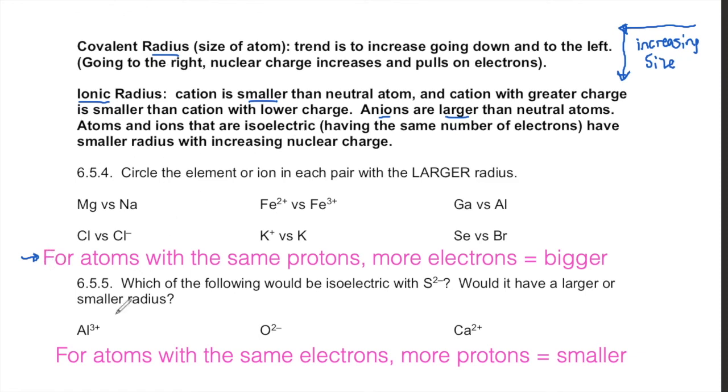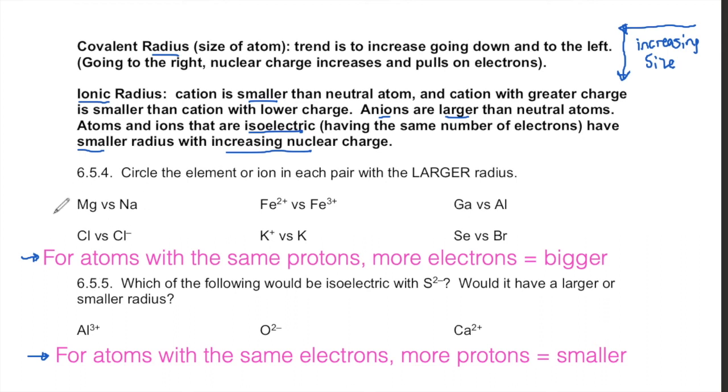And then if you have atoms with the same number of electrons, so maybe you have one element that's neutral and another element that's a cation or an anion, but they have the same number of electrons and different number of protons, more protons is going to make that atom smaller because it's going to pull on those electrons harder, and the same electrons will be squeezed into a smaller size. So that is what this last sentence means, talking about things that are isoelectronic, having the same number of electrons. Then if you have more protons and increasing nuclear charge, that's going to make the atom smaller.